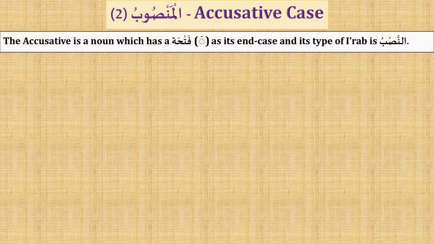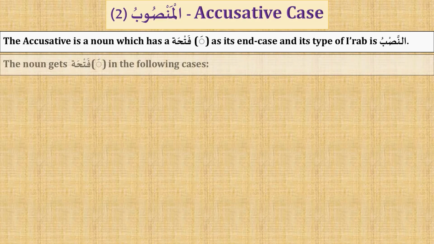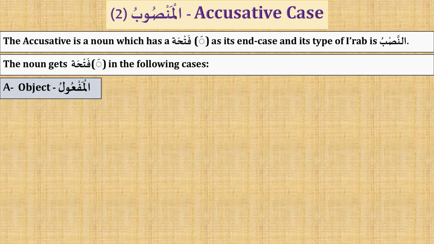The next case of Arabic noun is Al-Mansub, accusative case. The accusative is a noun which has a fatha as its end case, and its type of i'rab is an-nasb. The noun gets fatha in the following cases. The first one, al-maf'ul, object.